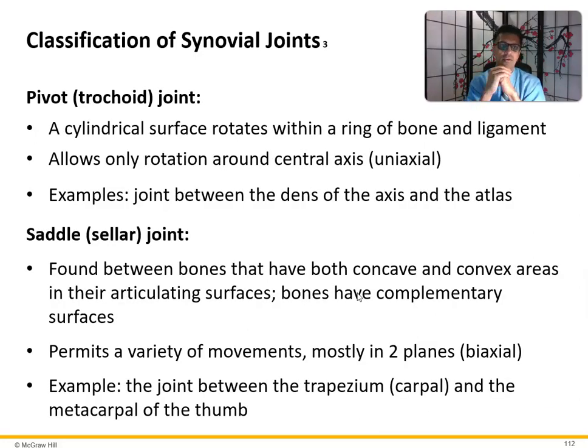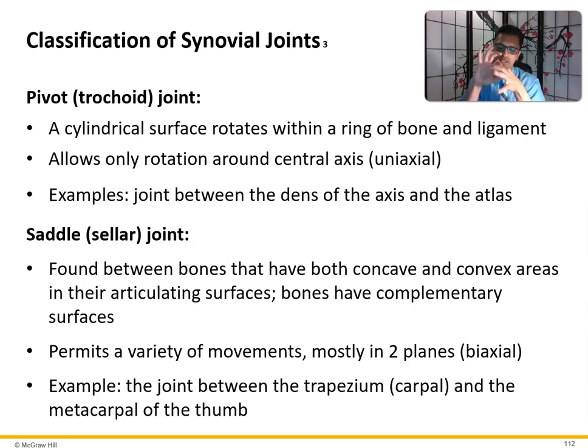Pivot, or trochoid joint: a cylindrical surface rotates within the ring of bone and ligament. It allows only rotation around the central axis. An example is the joint between the dens of the axis and the atlas. You remember the atlas is C1 and the axis is C2, so the pivot allows this rotation to occur here. So here's the dens, here's C1, and I'm rotating slightly. So that's the pivot.